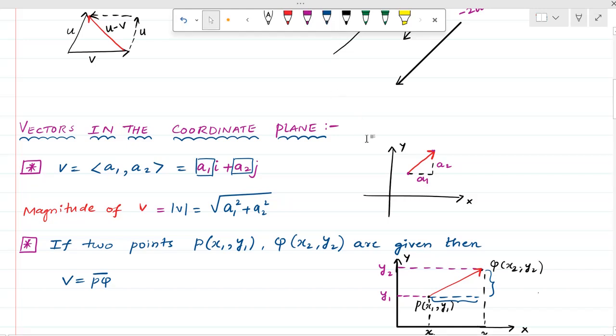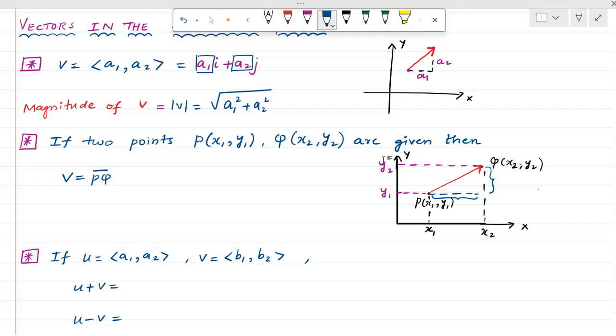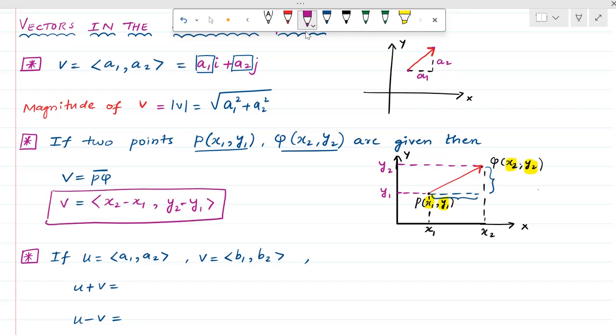Now if you have 2 points, how will you find the vector? We will take the distance formula. It is nothing but x2 minus x1, then y2 minus y1. See, this is the same as the distance formula. So this is all about the formulas we will take. If 2 points are given, we will find the vector in this format.